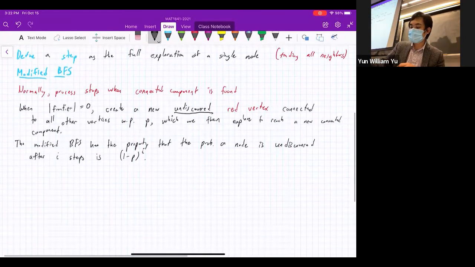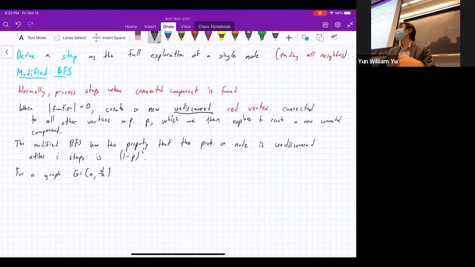So let me be a little bit more formal about that. For a graph G(n, d/n), because this is the phase transition that we're looking at right now, where the probability of an edge is d/n. So d is roughly speaking the average degree of a node. Well, p is equal to d/n, and we're going to define a new quantity. So earlier we had the size of a frontier, right?